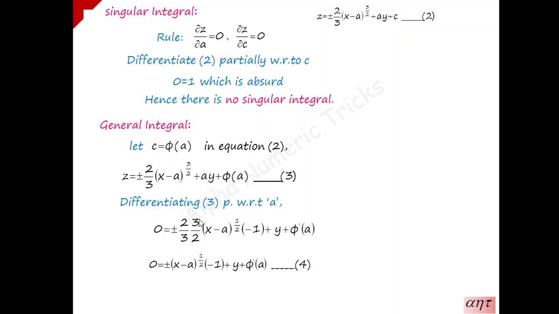Okay, from this these two terms get cancelled. So after cancelling this, you have to take 0 is equal to plus or minus x minus a whole power half into minus 1 plus y plus phi dashed of a, that is equation 4. Now using 3 and 4, you have to eliminate the arbitrary constant a. We can get the general integral. This is the way you have to conclude your problem.